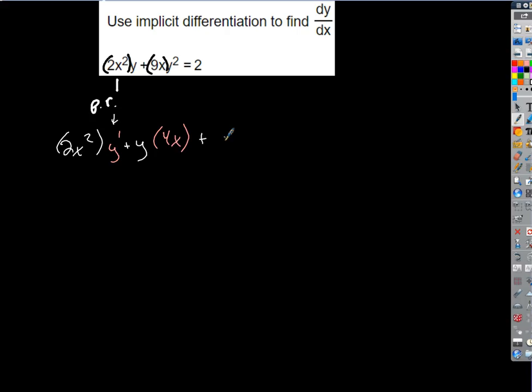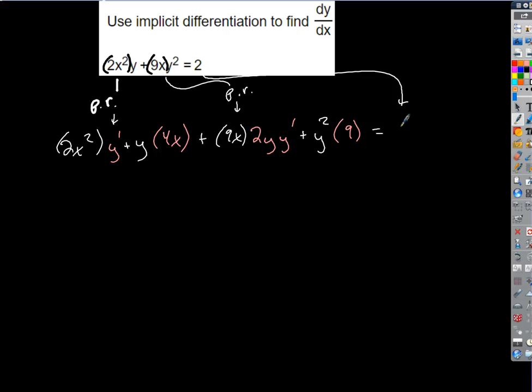Okay, plus, and then now we've got another product rule, don't we? So we get first, which is 9x, times the derivative of the second. What's the derivative of y squared with respect to x? Good. So 2y y prime. When you get this, that's good. Plus y squared times the derivative of 9x. Good. Equals, and then the derivative finally of 2 is 0. Okay, good. So all we got to do, calculus is done.